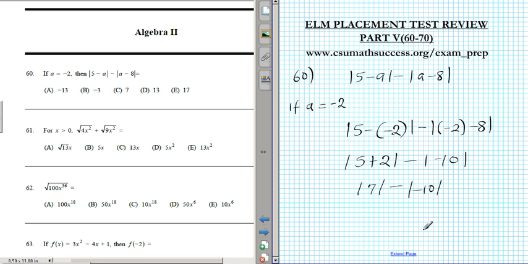All right? So the question now is, what is the absolute value of 7? Or what does that mean? That means how far is 7 from 0 on the number line? 7 is 7 units from 0, so absolute value of 7 is 7 minus the absolute value of -10, which is how far -10 is from 0 on the number line. On the number line, -10 is 10 units away from 0, so it's going to be like that, all right? So 7 minus 10 is -3. So there goes your answer. The answer to number 60 is B.